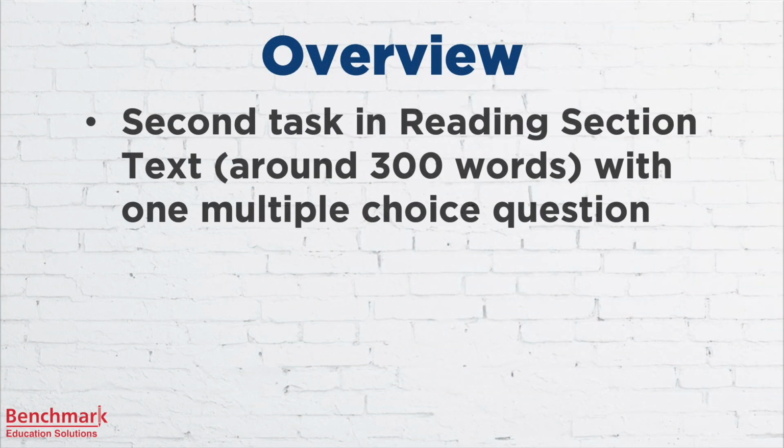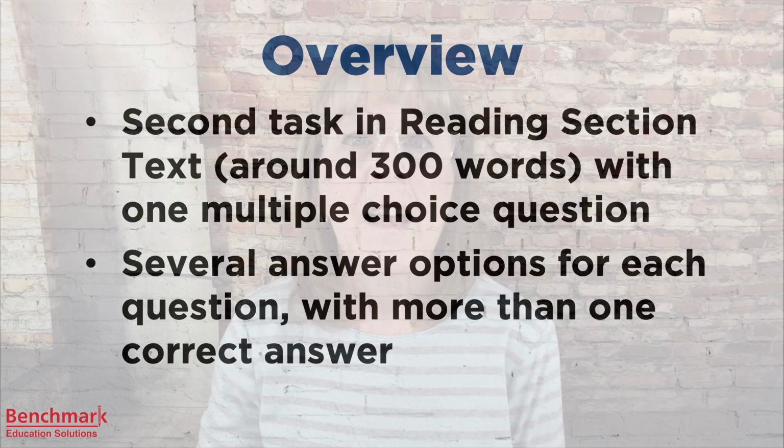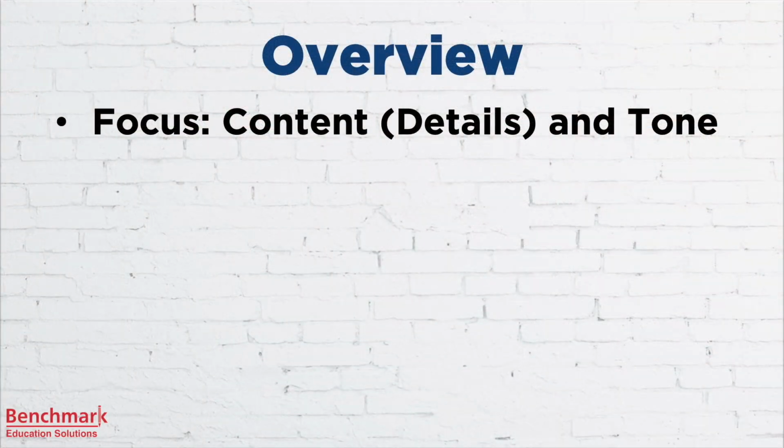This is the second task in the reading section, in which you'll see a text of up to 300 words. For each text, you'll have one multiple choice question. There will be several answer options per question, and there will be more than one correct response. Although each question is different, the focus of these questions is mostly the same. The questions will focus on the content, basically the details of the text, and the tone of the writer.